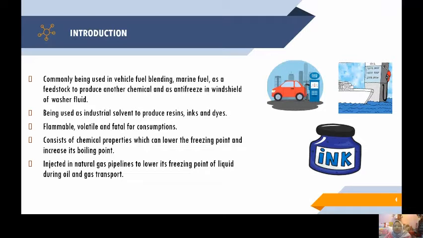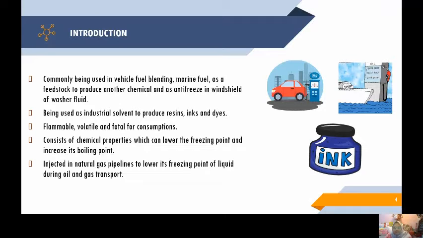So methanol is commonly used in vehicle fuel blending, such as gasoline, to produce a high octane gasoline so that it has a better quality, and also marine fuel blended with gasoline as well in order to produce excellent quality fuel known as methyl tertiary butyl ether. And also methanol is used as the feedstock to produce other chemicals such as formaldehyde and also acetic acid.